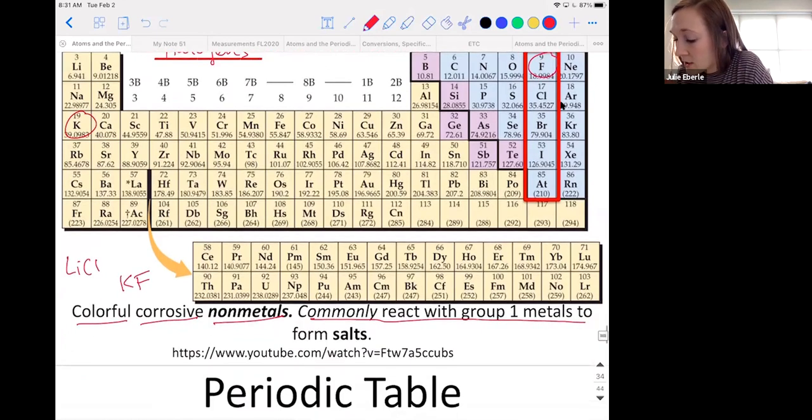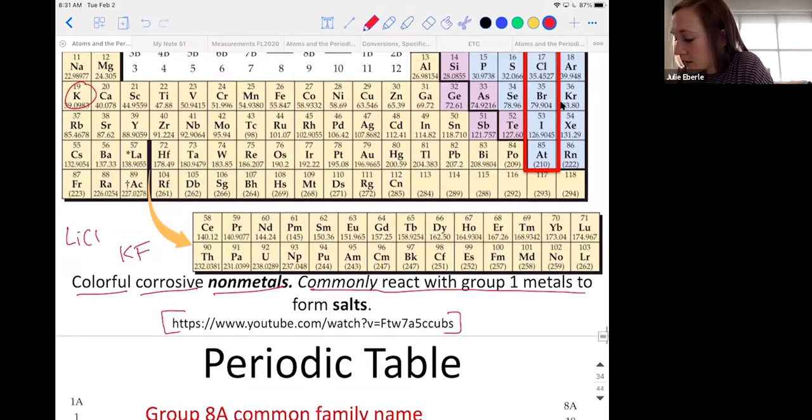And if you want to actually watch how salt is made, the reaction between sodium and chlorine, it'll kind of blow your mind, okay? Salt is edible, right? So it's this very docile, edible compound. The reaction is not docile at all. It's very impressive. So I encourage you to go check that out. There's the link if you want to.